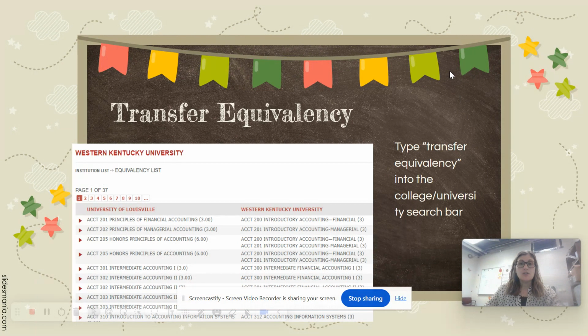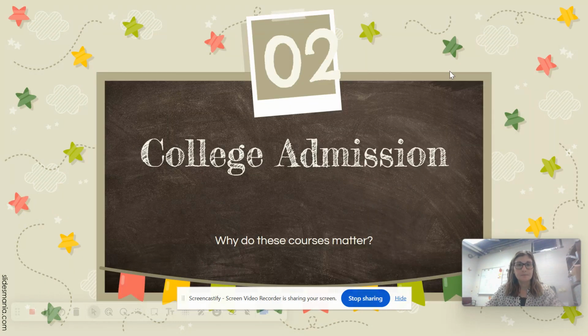There is such a thing called a transfer equivalency chart, and in order to see how a certain class would transfer, you would look it up on the transfer equivalency. And so if I am taking a class at U of L and I want to transfer to Western, I would look that transfer equivalency up on Western's website, and it would show me what those classes would transfer as.